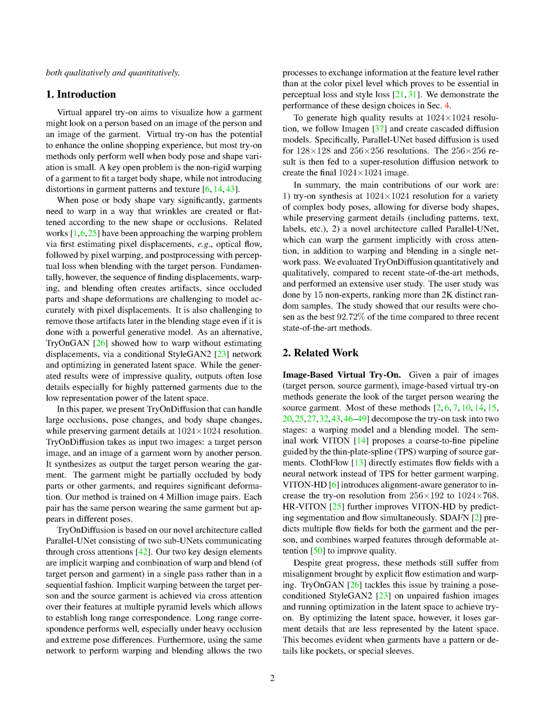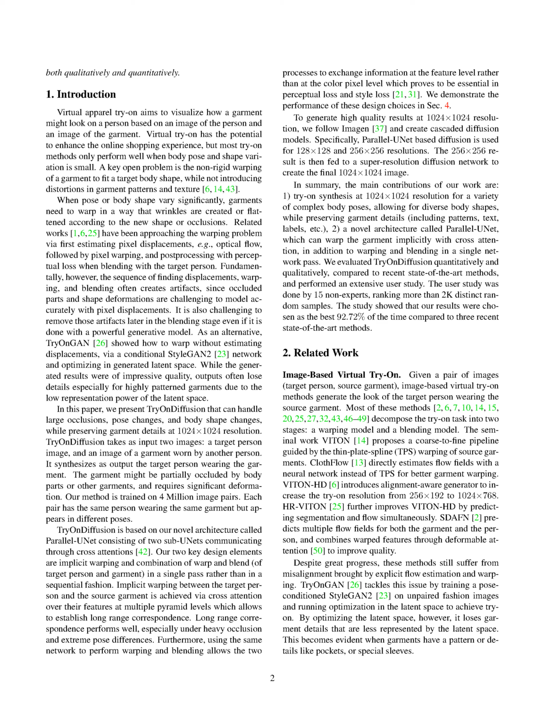We leverage two key design elements, implicit warping and the combination of warping and blending in a single pass. The implicit warping between the target person and the source garment is achieved via cross-attention over their features at multiple pyramid levels. This enables long-range correspondence, which is particularly effective under heavy occlusion and extreme pose differences. Also, using the same network for both warping and blending allows these processes to exchange information at the feature level rather than at the color pixel level. This proves crucial in achieving a satisfactory perceptual loss and style loss.